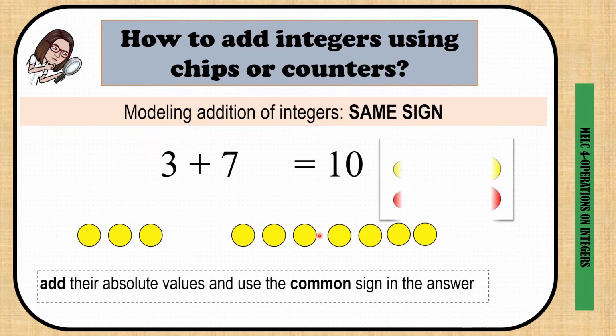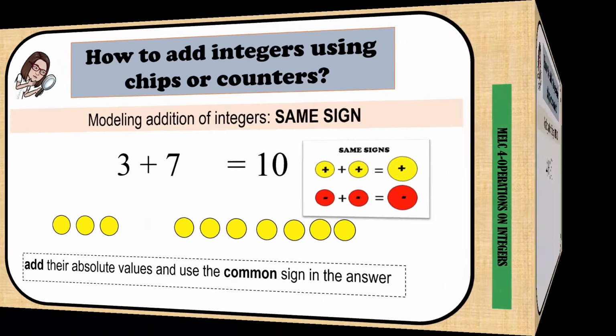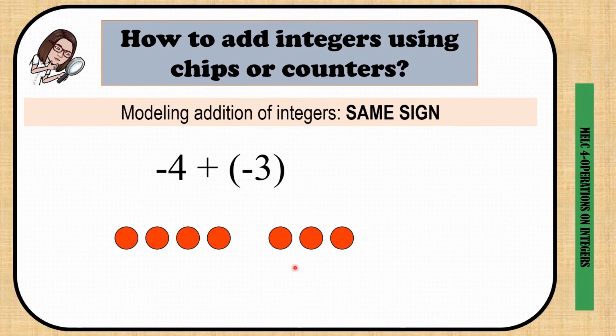Okay, so let's try this given. Remember that positive plus positive is equal to a positive number, and negative plus negative is equal to a negative number. Here they are both negative. Again, they have the same sign. Let's use the red chips to represent a negative number. So I have here 4 chips plus another 3 red chips. How many chips do I have now? I have 7 red, and that red represents negative. So I have negative 7.